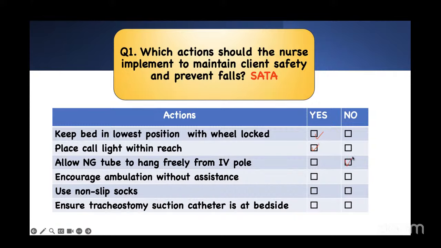IV, NG tube hanging freely is not a good idea, of course, right? Walking alone is not a good idea in this patient with multiple problems, right? If they have non-slip socks, it's a good idea. And then making sure we have suction at bedside. These are our safety precautions in that patient. So this is a safety question. That's all it's designed for.